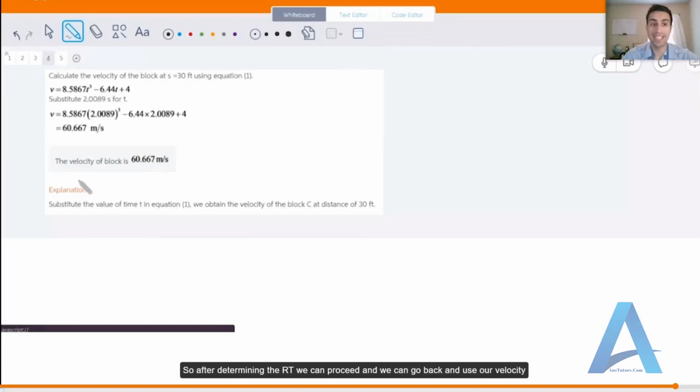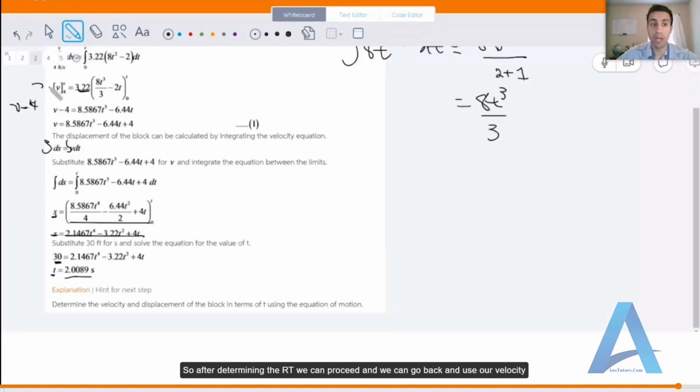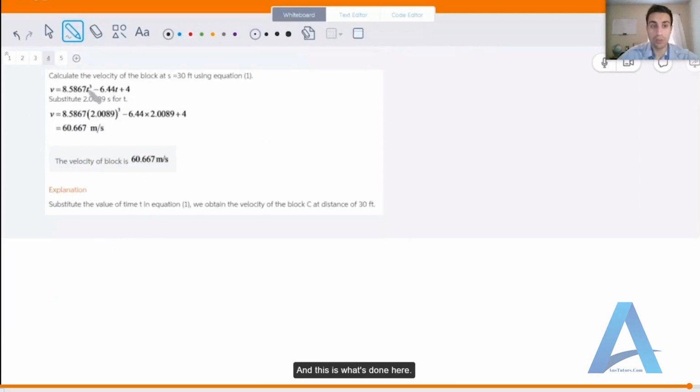After determining our t, we can go back and use our velocity equation 1 and plug in t, which was this. That's what is done here. We plug in our t and we get a velocity of 60.667 meters per second. And therefore, this is the velocity of the block at a distance of 30 feet, which is 60.667 meters per second. Oh, sorry, the units are feet per second. Yes. That's all. Hope that helps. Thank you.